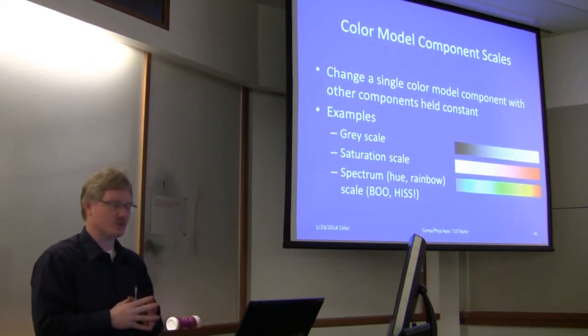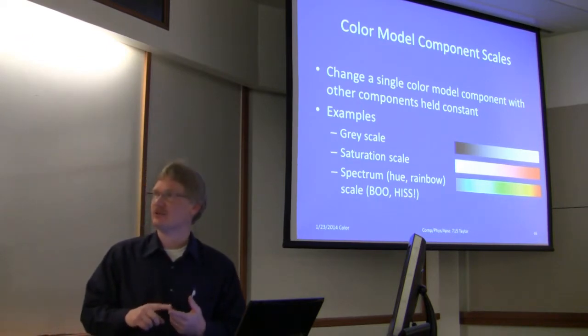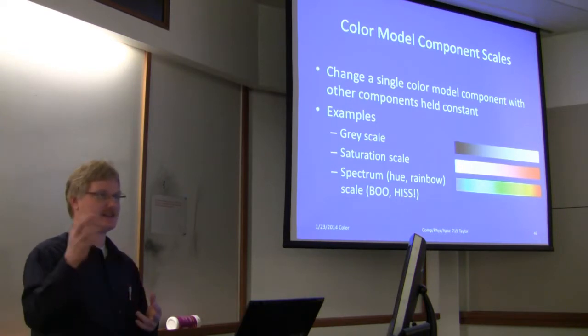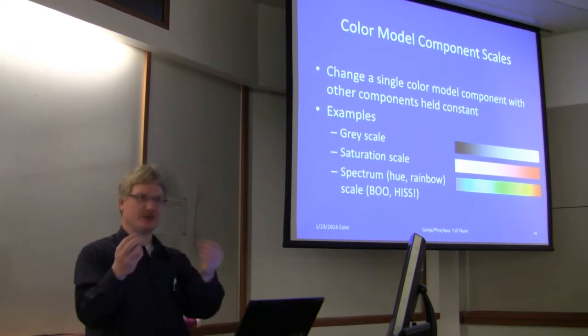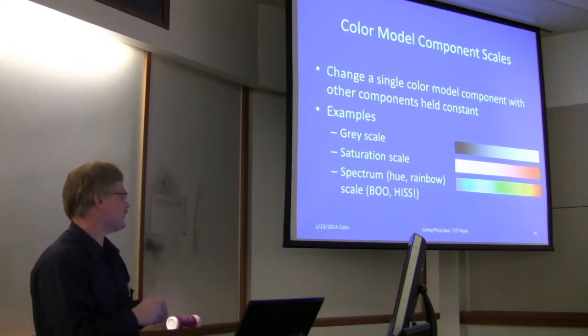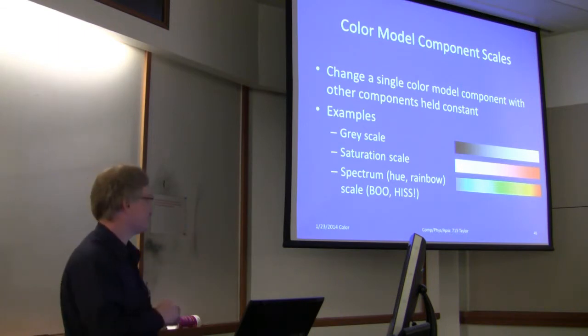All right, so you can take just one of the color model components and vary it, right? We've seen all these already as examples. There's the grayscale color map. There's a saturation scale where you take a saturated color and mix it with gray until it turns just white or gray in the middle. And then there's the spectrum, right? At this point, you should be letting out a boo hiss. We should hear this coming from the crowd.